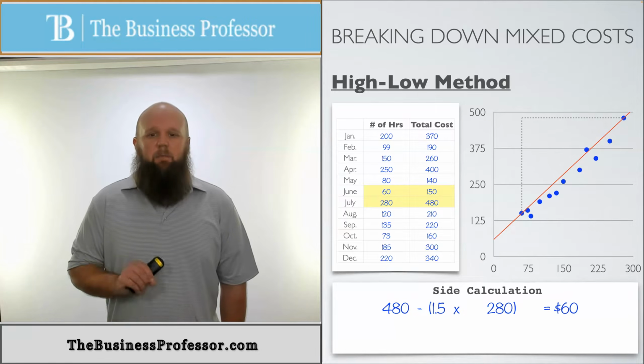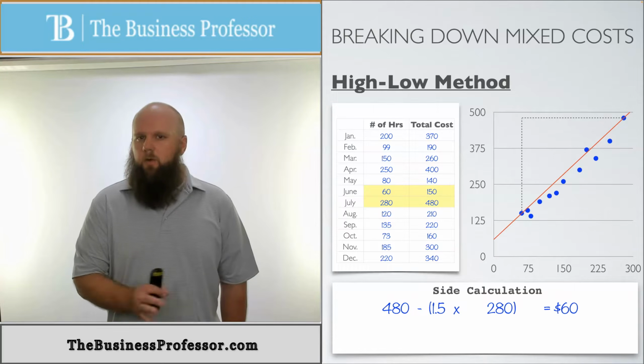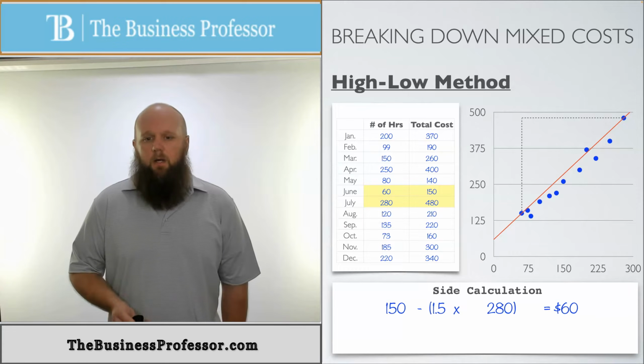We can do the same thing if we use the low numbers. It's going to give the same number. That's why I said you can choose one or the other. But whatever you choose, stick with it. So let's put the low numbers in there just to see what happens. Our total cost would be $150 minus $1.50. That stays standard. We just found that. Times our low activity, which is 60. If you do that calculation, again, it's going to give you $60. So either way, if you go with the high numbers or the low numbers, it's going to give you the exact same numbers.